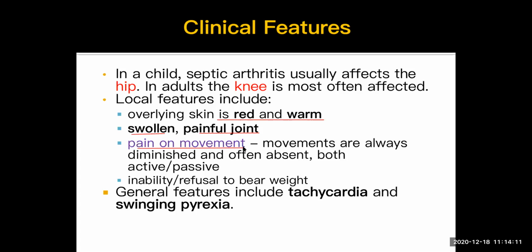We already talked about the two types of movement in the joint. One is called active movement, another is passive. Active means the patient himself or herself is moving the joint. Passive means the patient is not doing anything; you are moving the joint during your examination. In both, there is severe pain during joint movement. The patient will refuse or be unable to bear weight because of severe pain. This is a very important feature of septic arthritis.